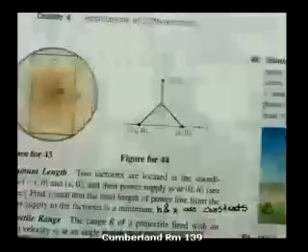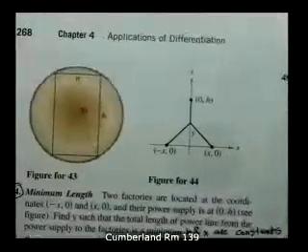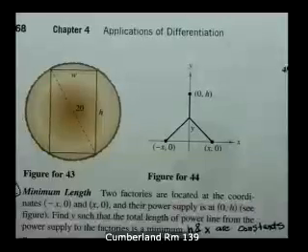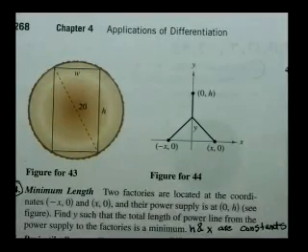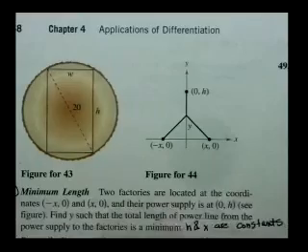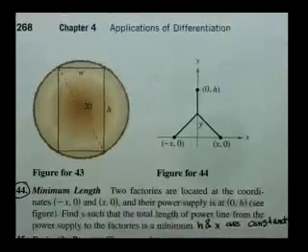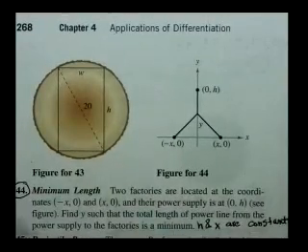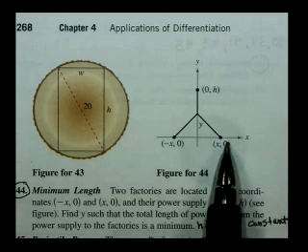Is number 44. And you have a diagram given to you that has to be given to you because it uses variables that aren't defined in the words. 2 factories are located at coordinates negative x0 and positive x0, and their power supply is at 0h. That wouldn't make any sense unless they gave you the picture.